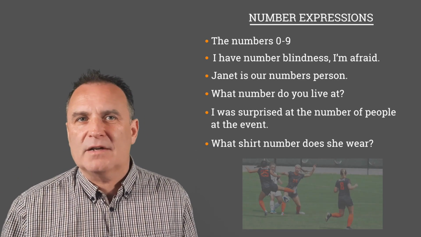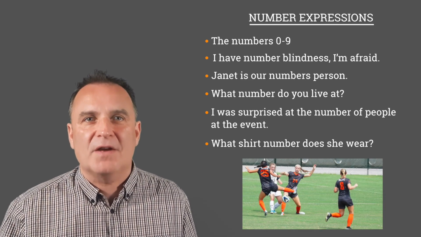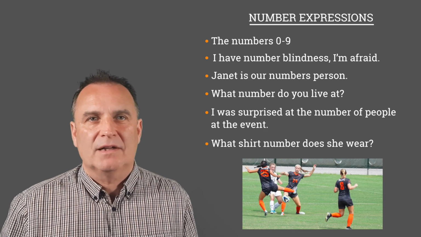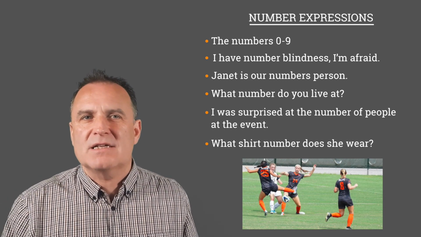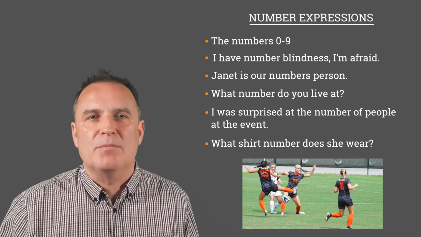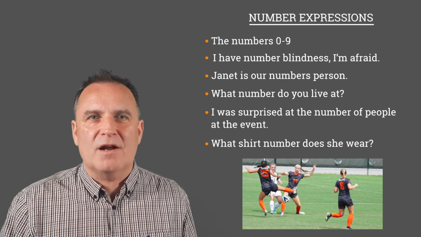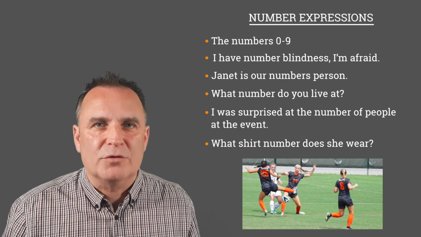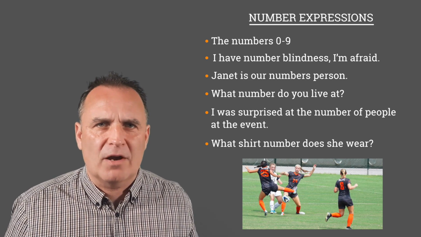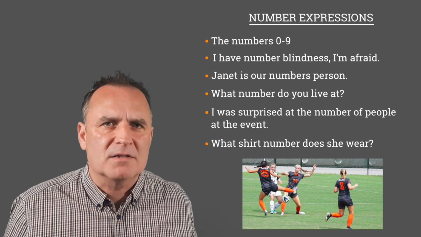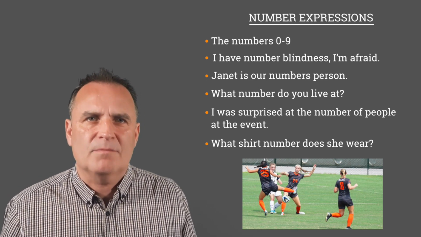So what about the numbers 0 to 9 in particular, right? So the figures or the numbers, the characters we can say, but that also includes letters. So let's stay with the words numbers or figures. And this number word we often use here. For example, I have number blindness, I'm afraid. I have number blindness. I'm not good at numbers. I don't like using them, right?